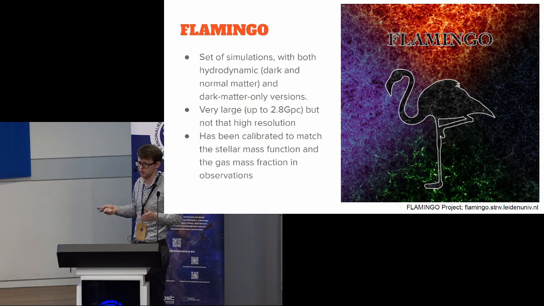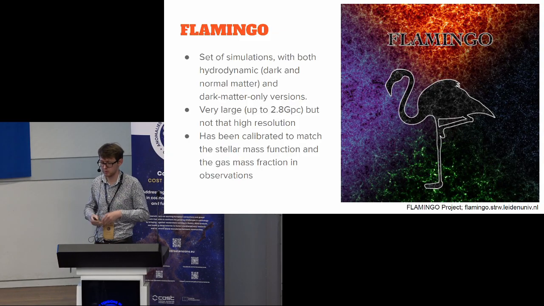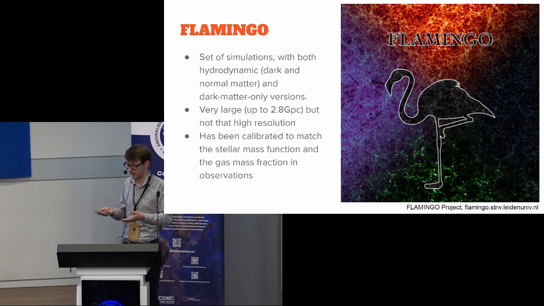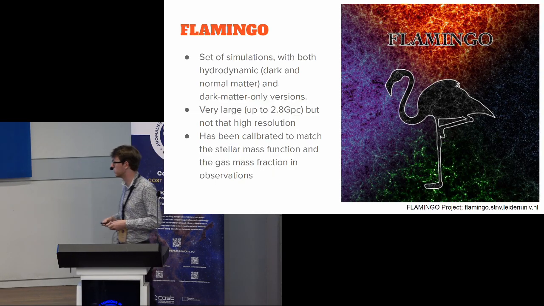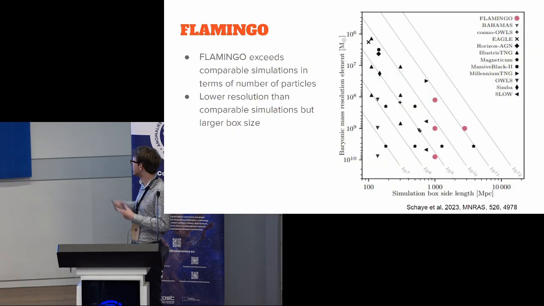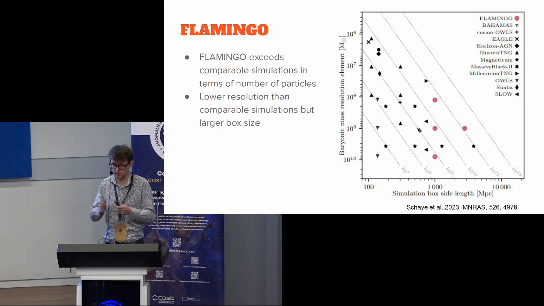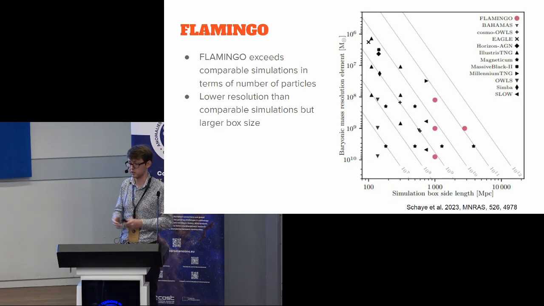And these simulations have been calibrated. The subgrid parameters have been calibrated such that they'll match some observables. For FLAMINGO, it's the stellar mass function and the gas mass fraction that we see in observations. When comparing to other similar simulations, FLAMINGO is very much on the larger but low resolution side.